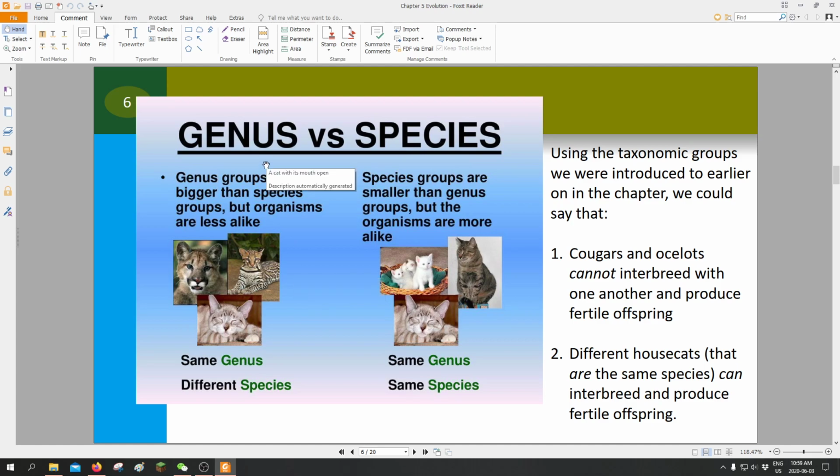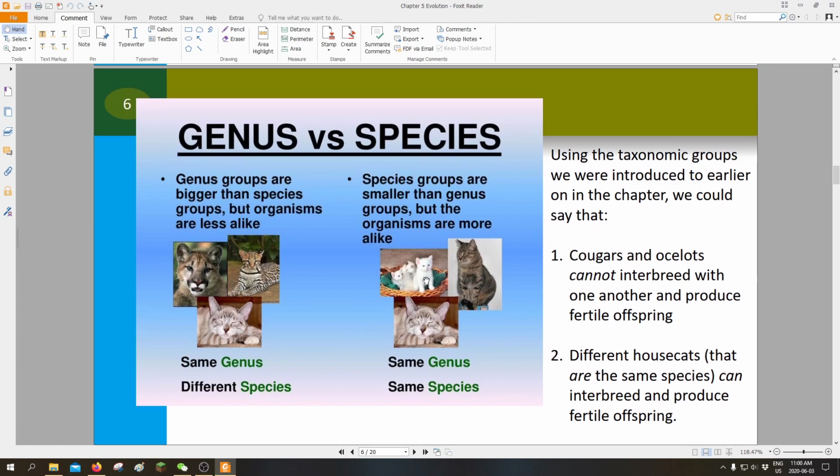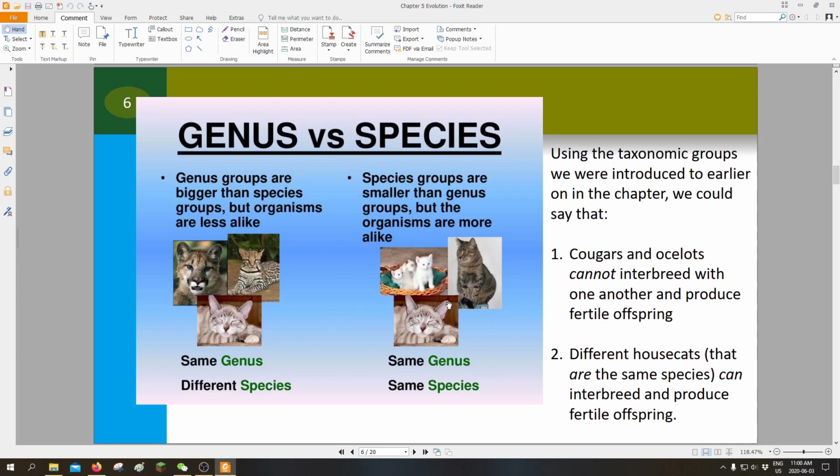A more modern example, and a review: what is a genus? It is a level of taxonomy in the taxonomic system, and these are all different felines that are part of the same genus, but they are different species. Over here, we have 3 different cats that are all the same species, except different subspecies. Cougars and ocelots cannot interbreed with one another and produce fertile offspring. However, these 3 house cats are all part of the same species, and they can interbreed and produce fertile offspring, and that's also how we get different breeds of dogs as well.